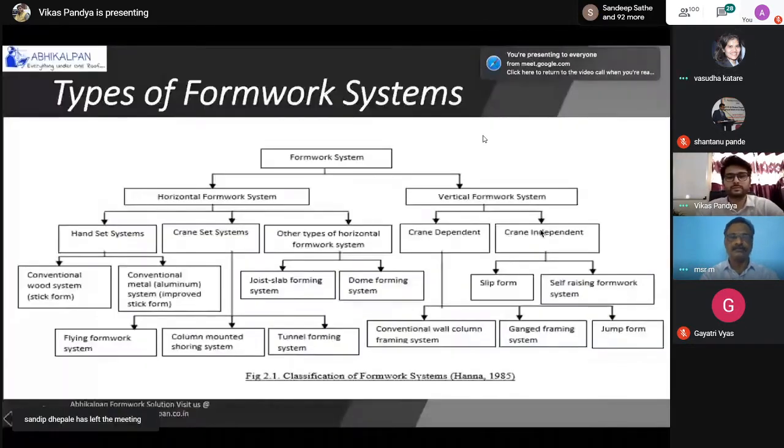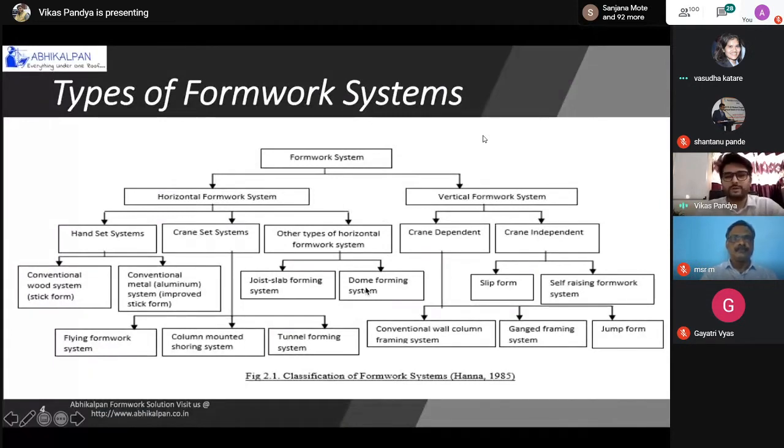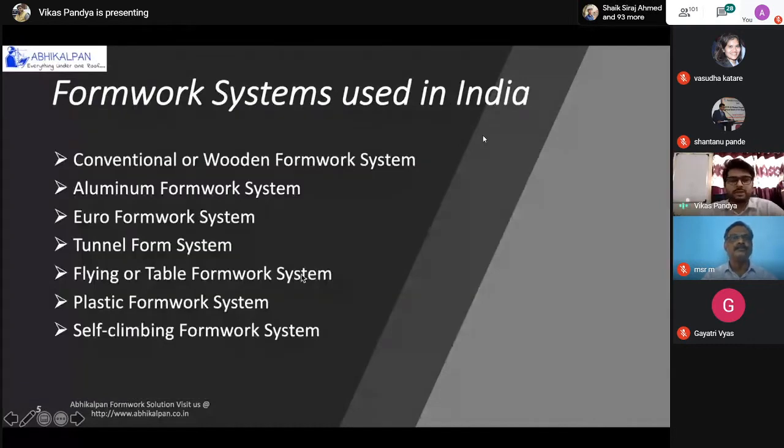So in the last slide, we discussed the different classifications of formwork systems, as per this table given by Mr. Hana. He has worked a lot in the formwork field. So we'll go to the next slide. In this presentation, we will see these different formwork systems. First the conventional formwork system, then Euroform, tunnel form, table or flying form, plastic form, and lastly we will see the self-climbing formwork system.